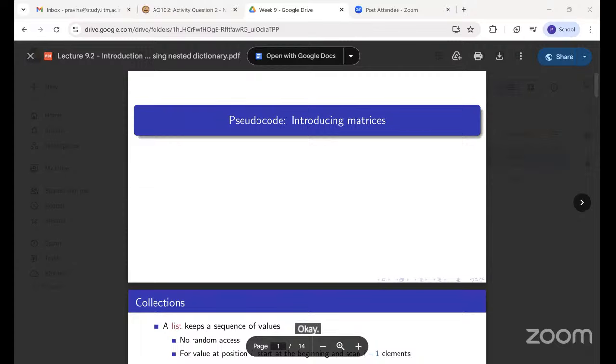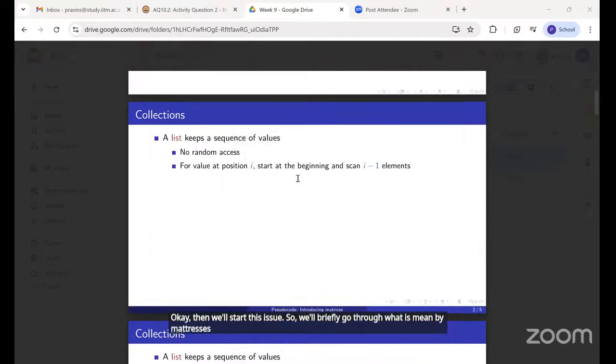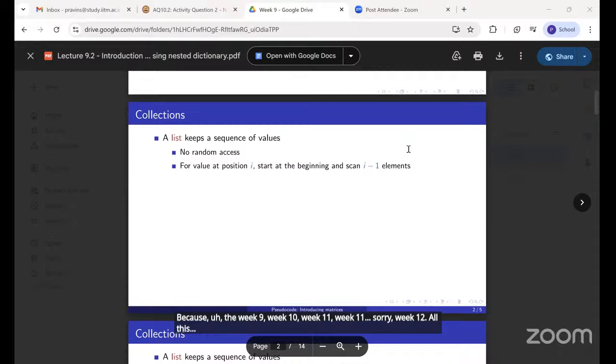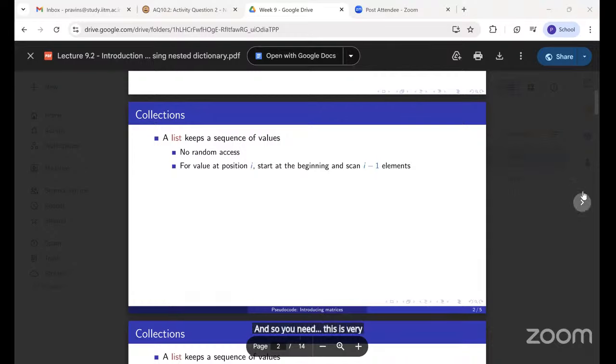Okay, then we'll start this session. So, we'll briefly go through what is meant by matrices and how we can create matrices and where they will be helpful. And in week 10 we will see using matrices and what concepts we will be studying. Because in week 9, week 10, week 11, sorry, week 12, all these weeks you will be studying matrices. And this is very important for the end term as well.